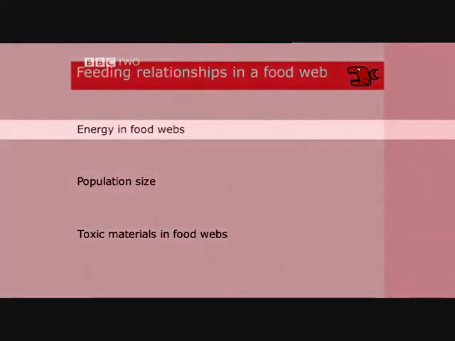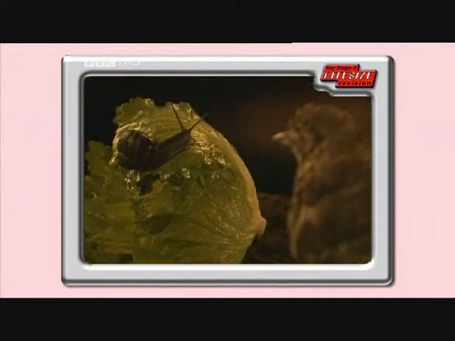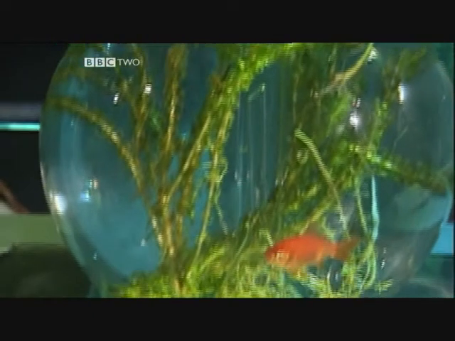Let's start with energy in food webs. First of all, we will briefly run through what you should already know about food chains. In a nutshell, food chains show in any particular habitat what is eaten by what. Now, this fish tank represents a typical habitat, a rather murky garden pond, but still teeming with organisms.